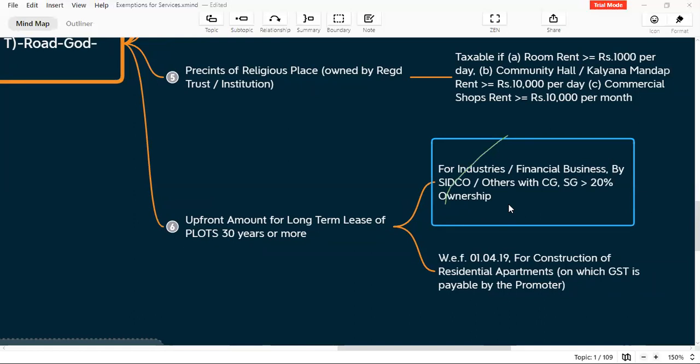Whatever charges are paid for that have been given an exemption. So this is what the government says. It could be by CITCO, or the lease could be with CITCO, or any entity where the central government or state government owns 20% ownership. So that's more than enough.